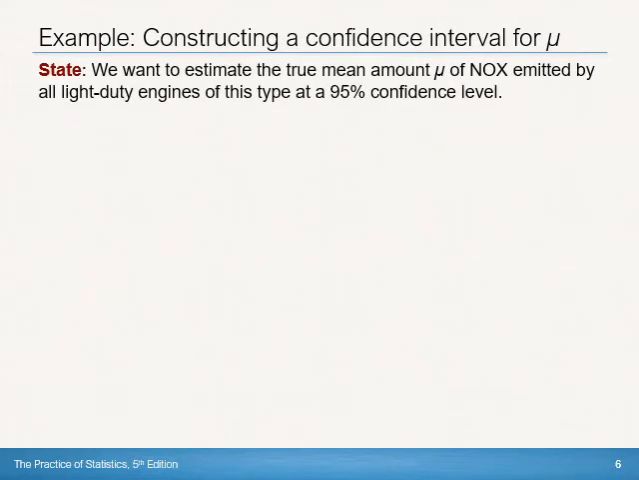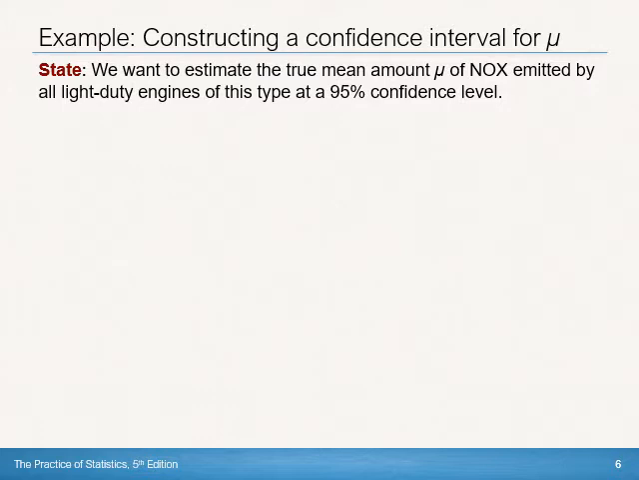Okay, so here we go. State. Here we're going to estimate the true mean amount of nitrogen oxide emitted by all light-duty truck engines. We're not estimating the amount coming from the 40 engines, but for the whole population of similar engines, and we're using a 95% confidence level.